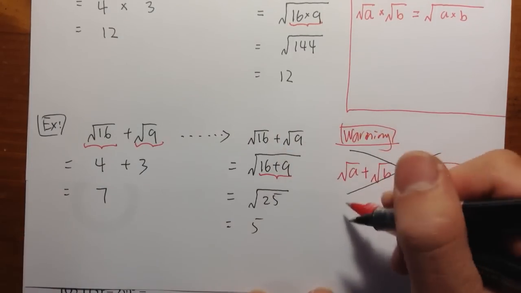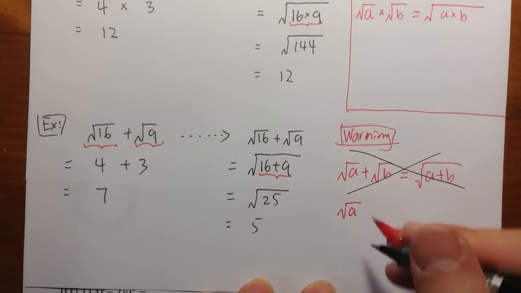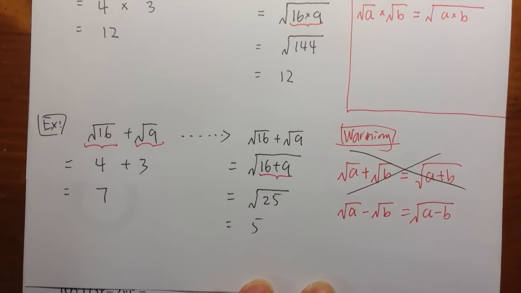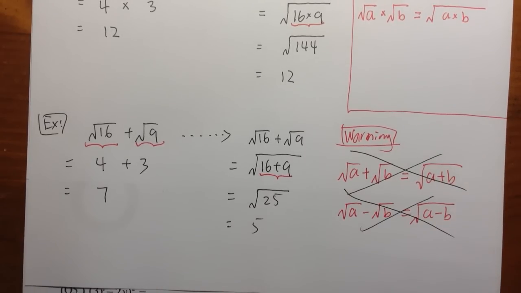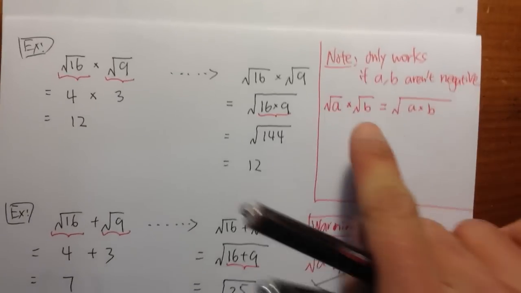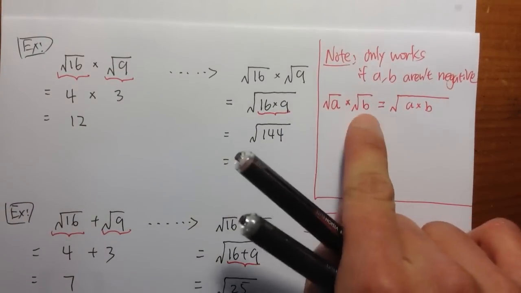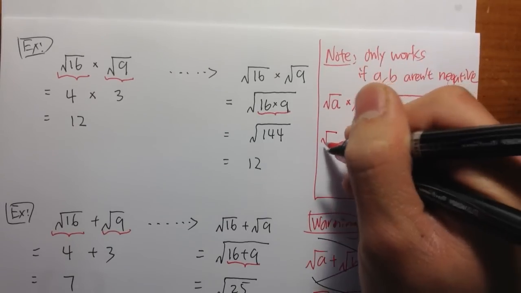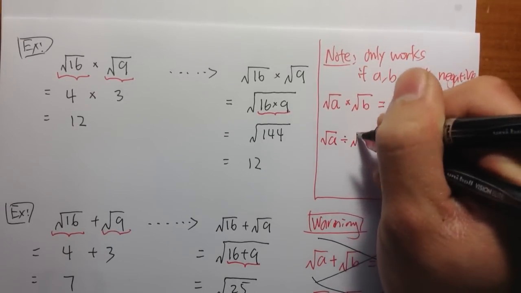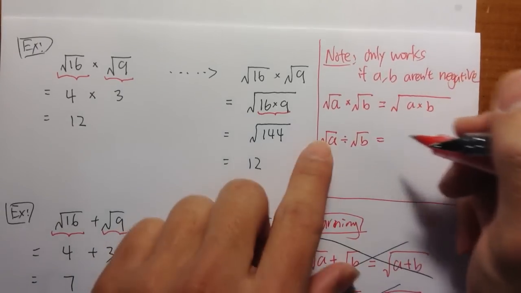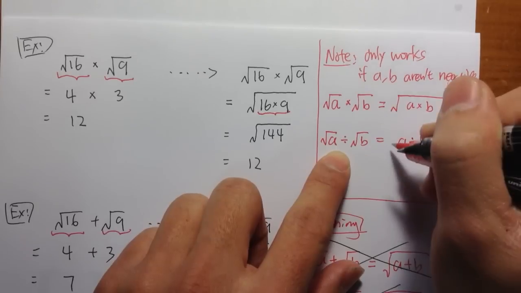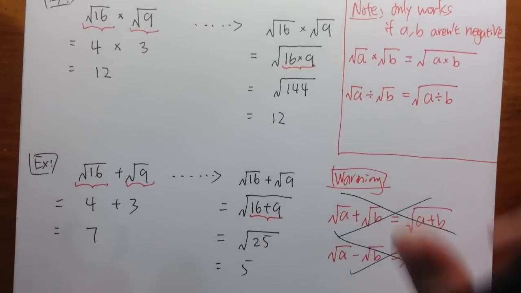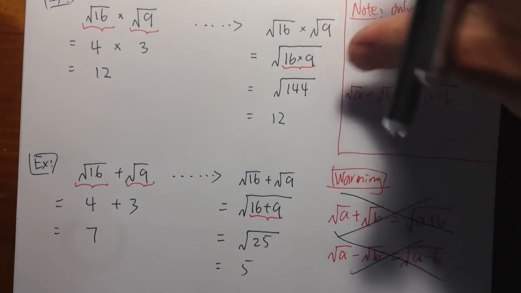The idea works the same as when you have subtraction. Square root of a minus square root of b: we cannot just do a minus b and then take the square root. This is also incorrect. So we can change the order of operations, doing the numbers inside first, if you have a multiplication, and also if you have division. If you have square root of a divided by square root of b, we can actually do a divided by b first and then take the square root, as long as a and b are not negatives. So that's the idea of what we can do with square roots.